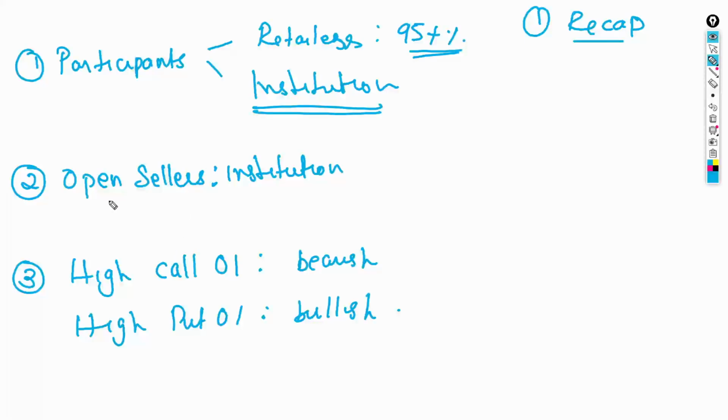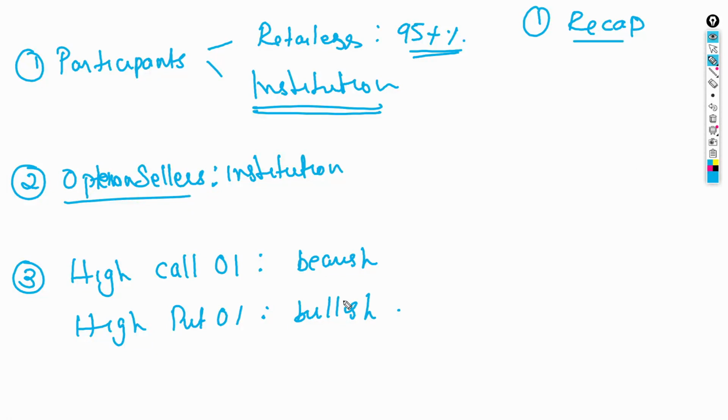Second thing we learned is, so here is a spelling mistake. This is option sellers. Most of the option sellers in the markets are institutions. We also understood why exactly this is the case, because option selling requires a lot of margin, and hence a retailer cannot afford so much margin to sell options. Generally, institutions are the people who actually end up selling options.